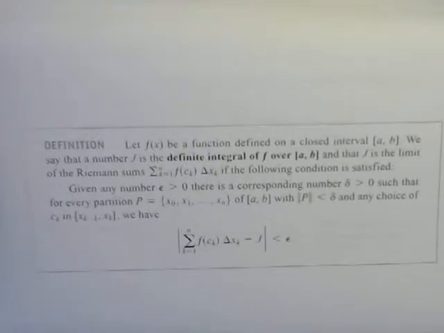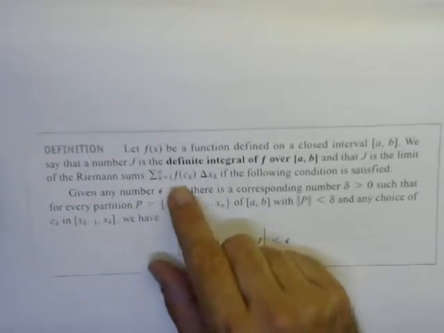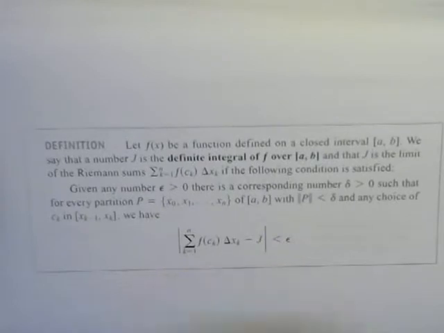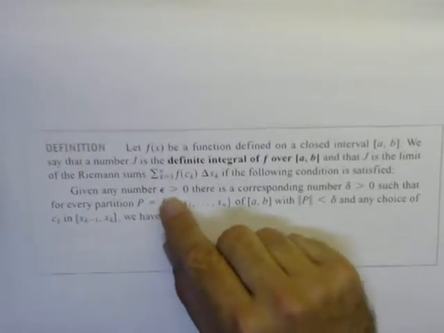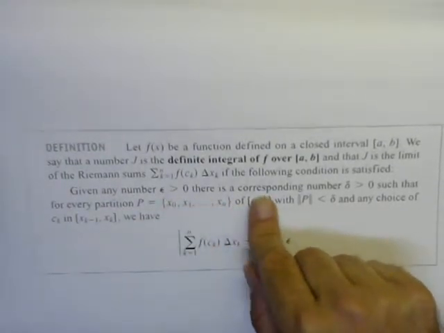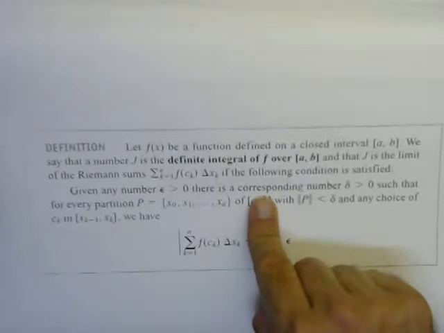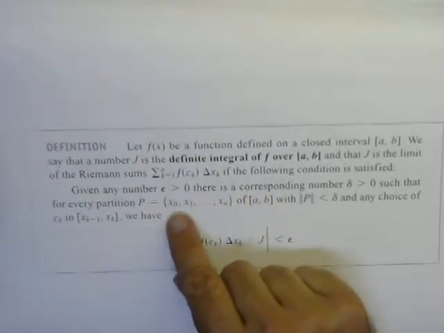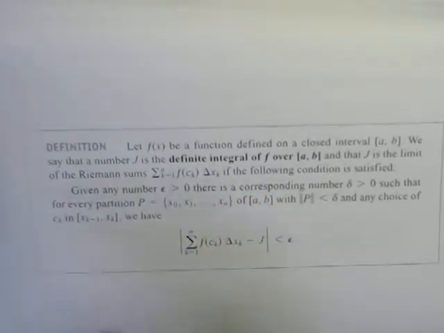So let f of x be a function defined on a closed interval. We say that a number j is the definite integral of f over a, b, and that j, the definite integral, is the limit of the Riemann sum. So this is the Riemann sum. We took the limits of those in the last section. If the following condition is satisfied: given any small number epsilon that's still greater than 0, there exists a corresponding number delta greater than 0, such that for every partition, and partition is the way that you cut up the x-axis.